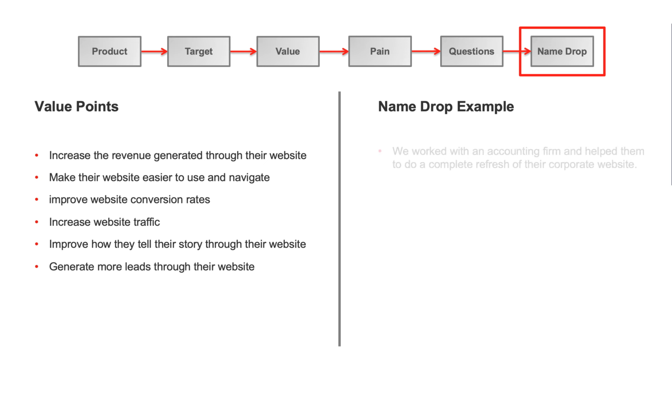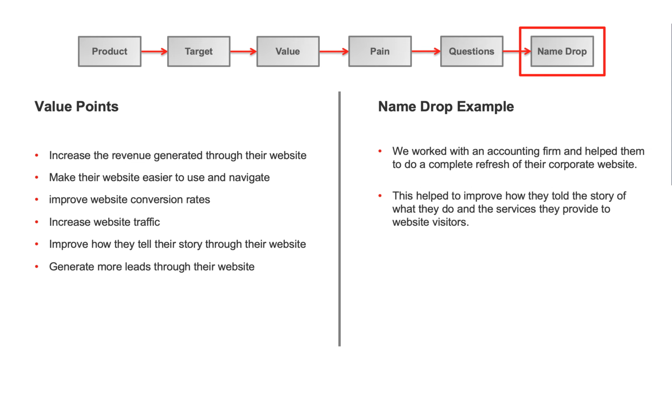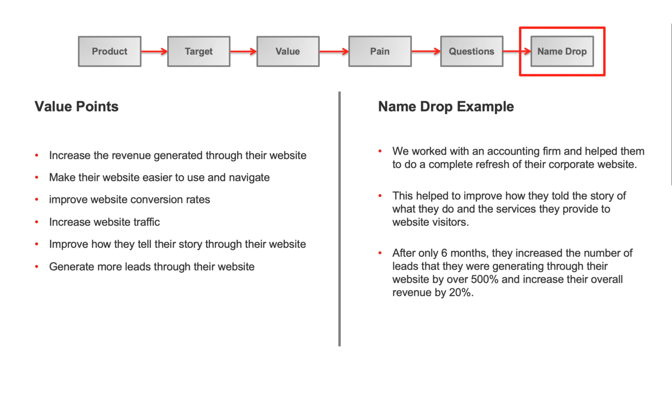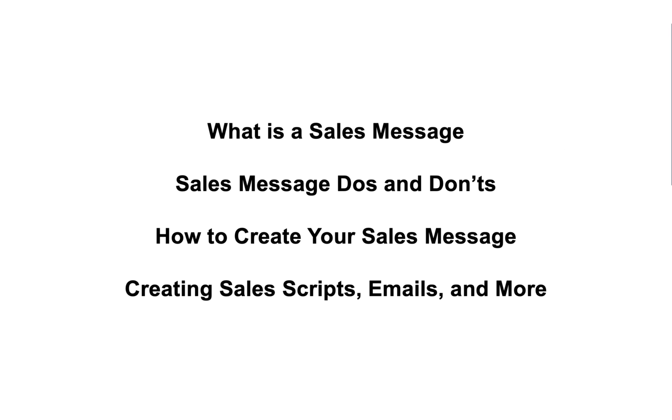But anyways, here's a template that you could follow, and it's just three points. Basically, we worked with an accounting firm and we provided this service or product. This helped them to improve how they told the story of what they do and the services they provide through their website. So that's a technical improvement. And then the third point is a business improvement. After only six months, they increased the number of leads that they were generating through their website by over 500% and increased their overall revenue by 20%. Real quick, that's just a name drop example. You can insert that in a lot of different places, and I'm going to show you where to do that next.